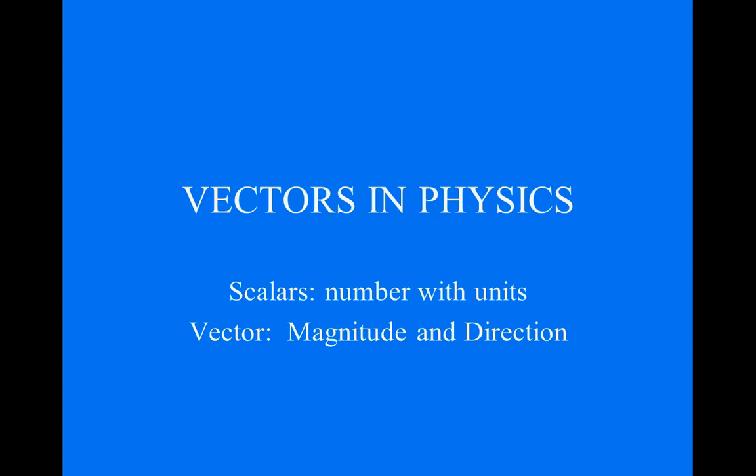So remember that scalars are numbers with units. Speed is a good example of a scalar quantity. If you say that you're traveling at 25 miles per hour, that might not be terribly informative. Whereas if you say that you're traveling at 25 miles per hour straight toward me, that would then be a little more informative, and that would have magnitude and direction. That would tell me how fast you're moving and the direction that you're moving in.